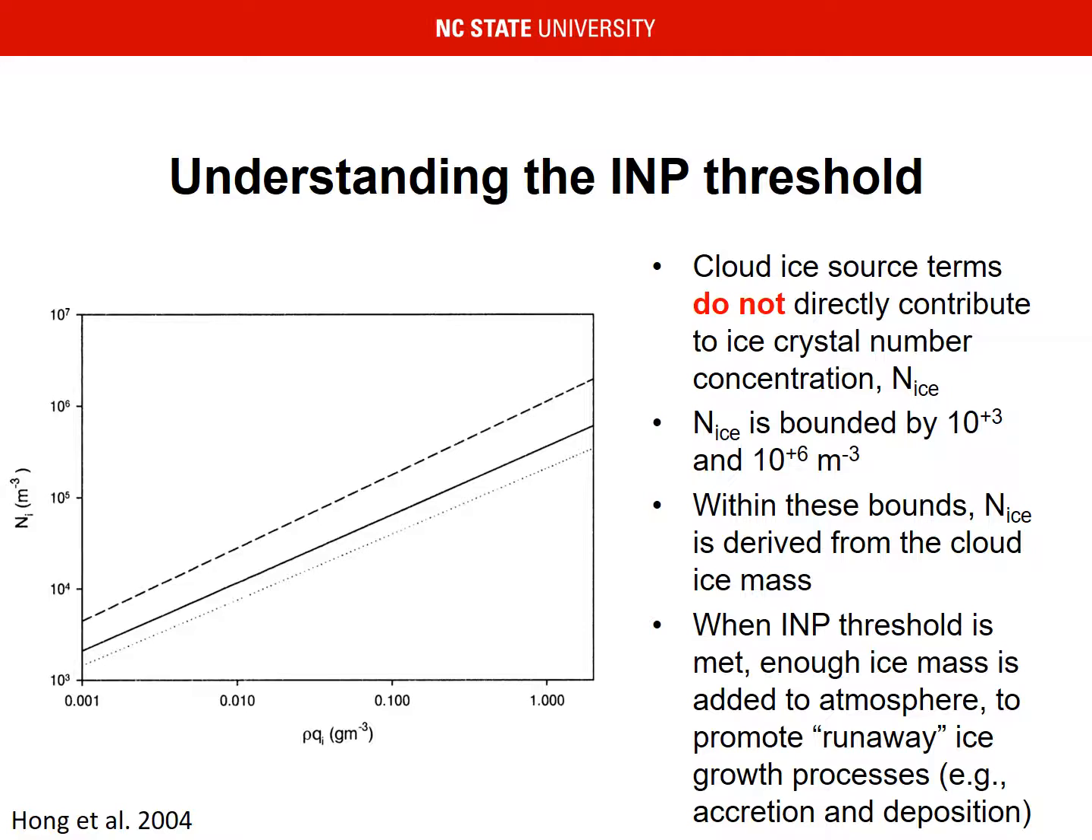And so what we find is that once we meet this INP threshold, we were able to provide enough ice mass to the system to promote these runaway secondary ice growth processes such as accretion and deposition. And that's what happened once we met 10 to the negative 1 per liter. With any further increase in the INP concentration, we didn't see any sensitivity in accumulated precipitation because these secondary growth processes took over. So you can't discern any impact from increasing more on the immersion mode freezing rate equation.